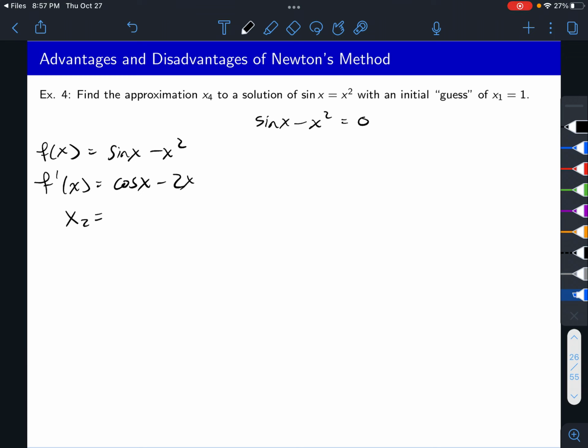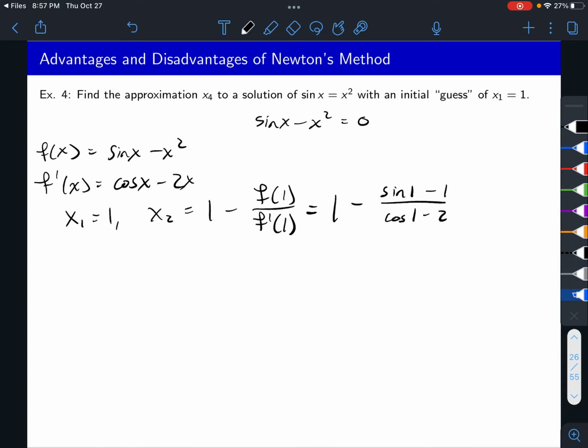And then our x sub 2 would be equal to, let me write down my x sub 1. I just like to be organized this way. Helps my thoughts. X sub 2 is going to be equal to the previous thing minus f of the previous thing over f prime of the previous thing. It's equal to 1 minus f of 1, which is sine of 1 minus 1 squared, over f prime of 1, which is cosine of 1 minus 2 times 1. All right, well, what's this equal to?